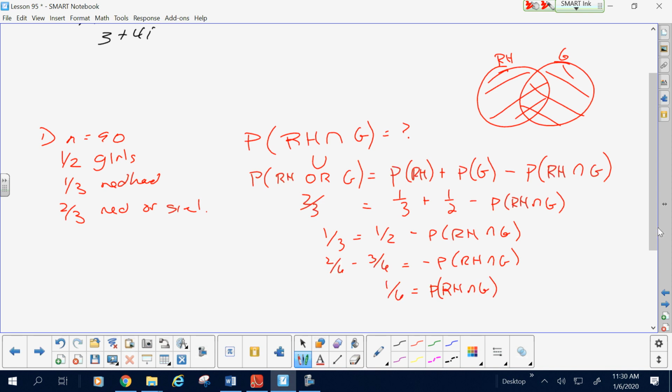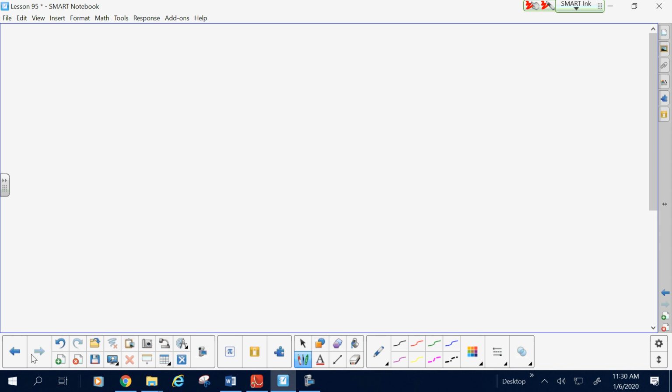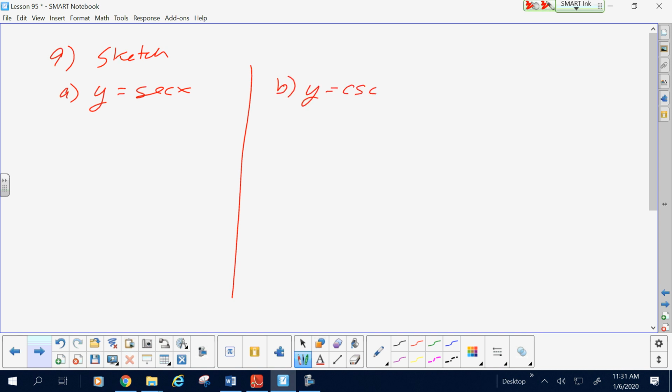All right. Would you jump to this one? I want to take a break. Let's warm up with the easy ones. All right. So would you go to box 9? A is to sketch in the first half of the box graph, sketch secant. And in the right half of the box graph, sketch cosecant.